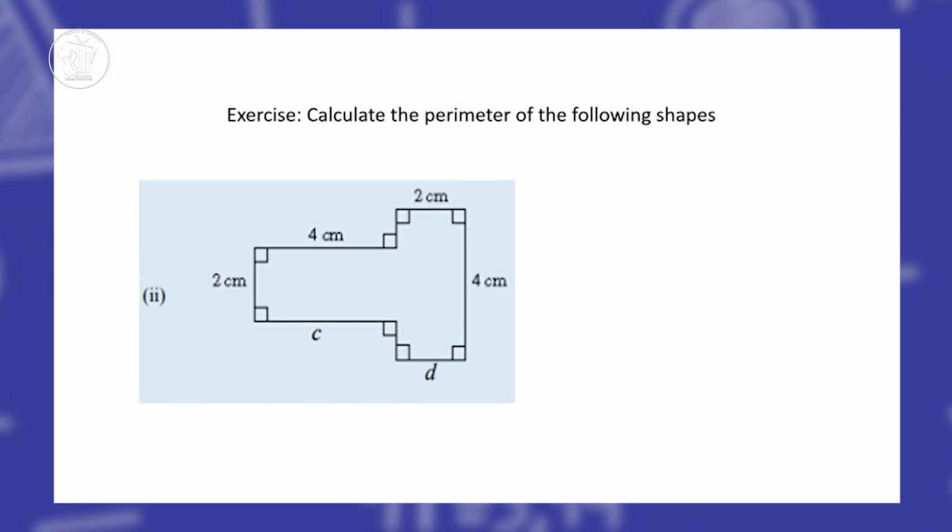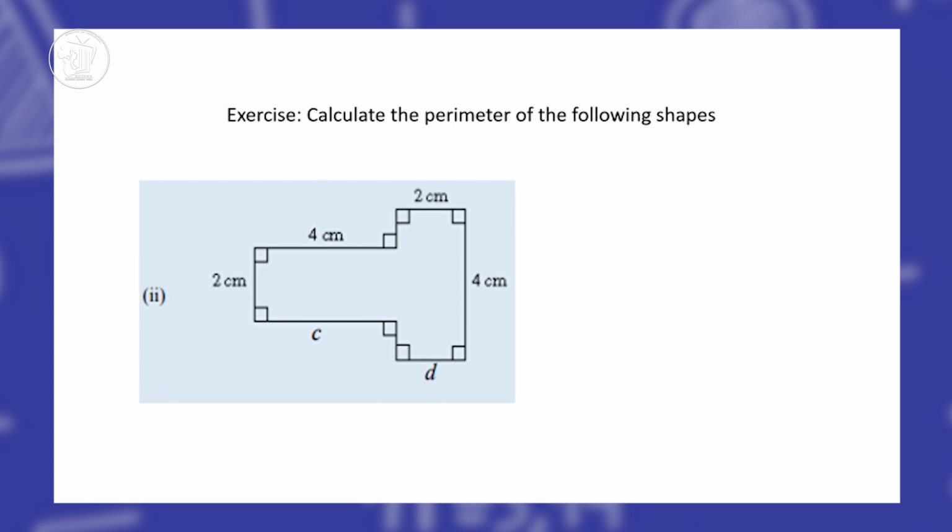So with that, this has brought me to the end of this perimeter video. I trust that you now understand the concept of perimeter, and that concept is that perimeter is the total distance around a shape, and to find the perimeter of any shape, all you need to do is add all of the sides of the shape.